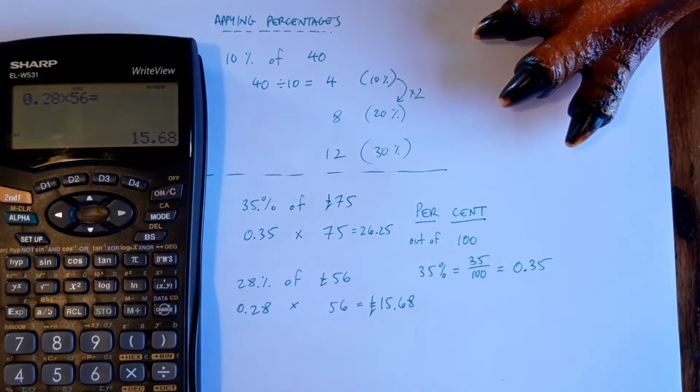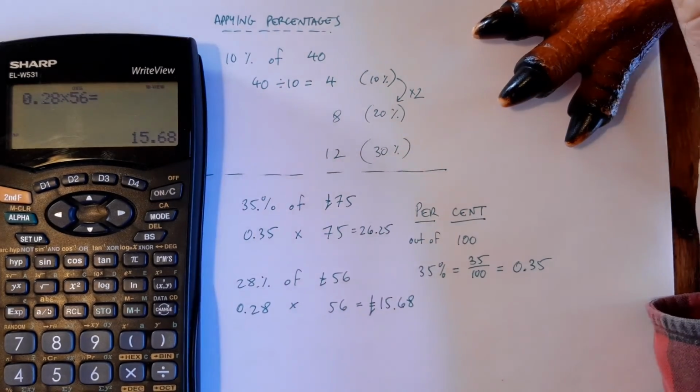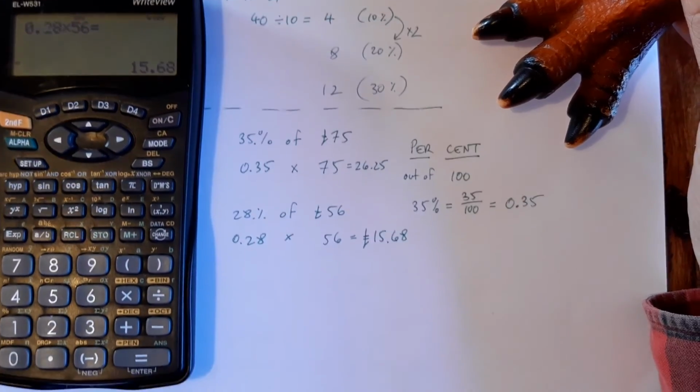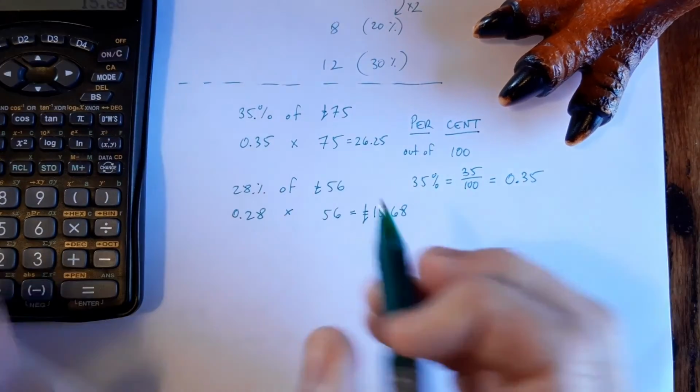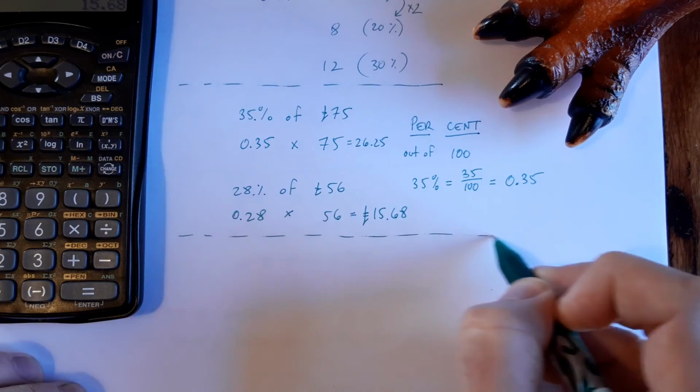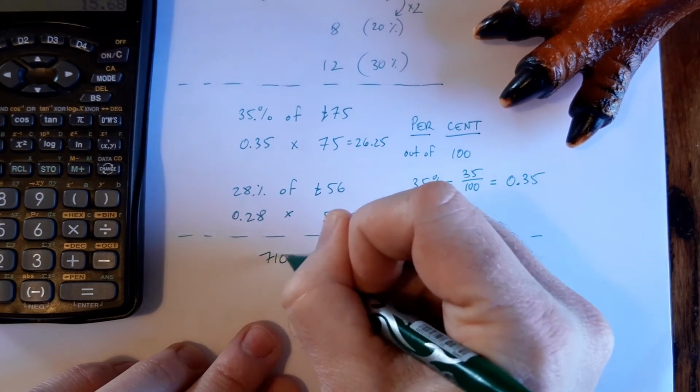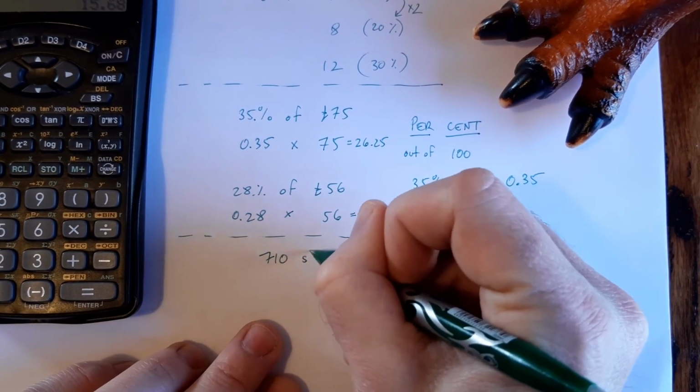I should probably put the pound sign in there, shouldn't I? 15.68, £15.68. Awesome. Now you're going to get some questions a little bit later, and you're going to do the exact same process. It might not be money. They might say things like this. We've got 710 kids at St. Sampson's.